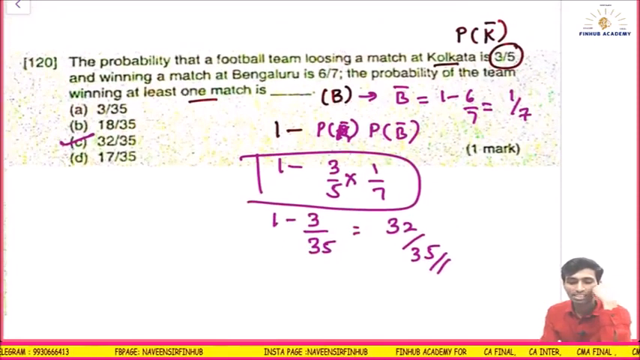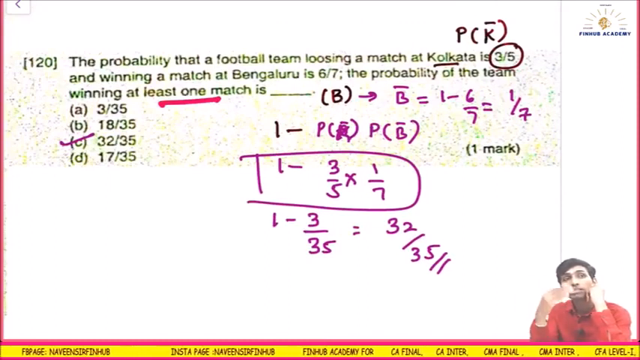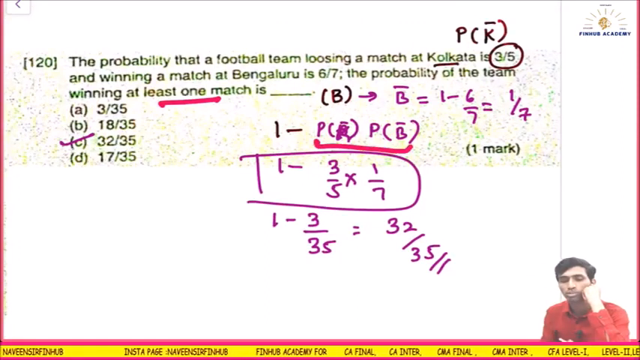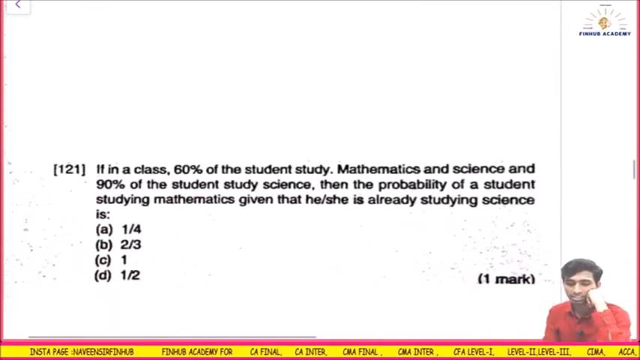Whenever I want at least one match to be won, I will subtract the probability of both the matches lost from 1. 1 minus both the matches lost. What is the chance of losing both the matches? Then I'll get at least one match. Okay. This is how we did in the class also.